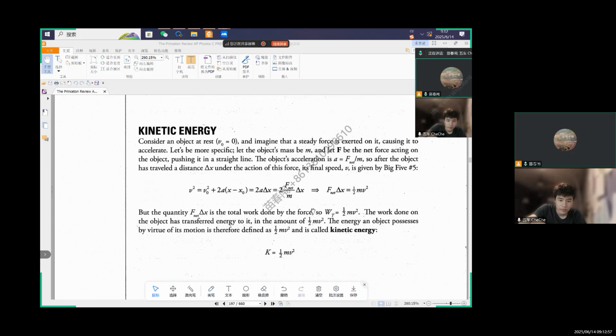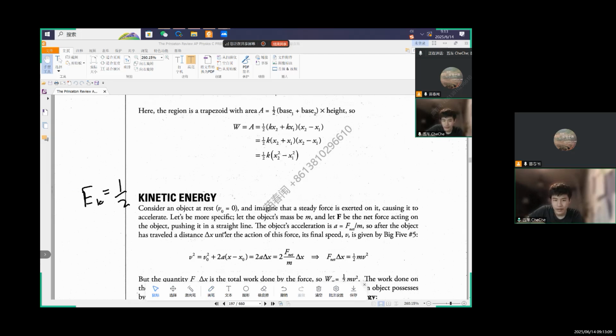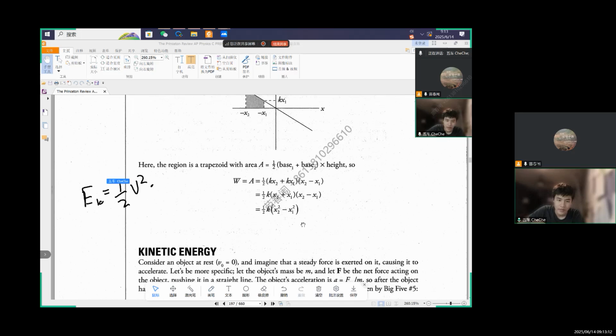Kinetic energy, you have learned, right? All I know is that EK is equal to 1/2 velocity squared and then times mass. It's because in formula number 5, in big 5, in unit acceleration, we have v squared minus v0 squared equals 2a delta x, right?